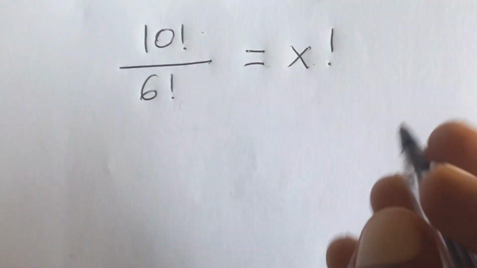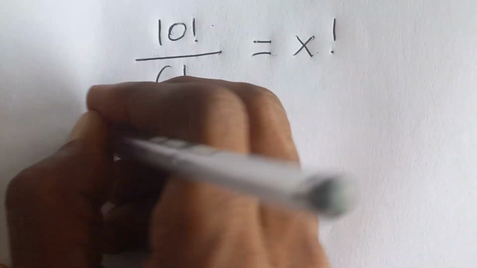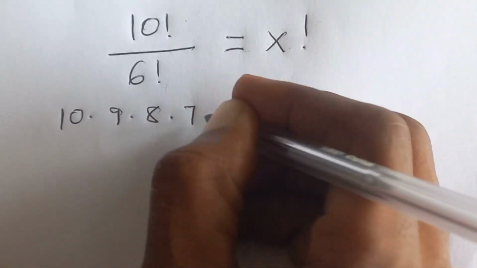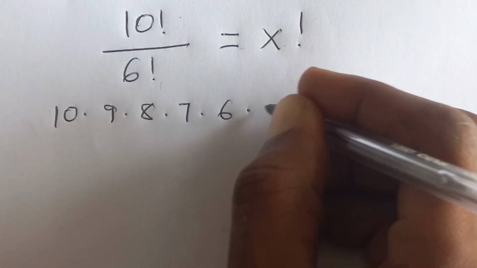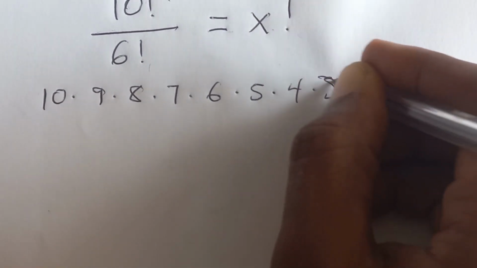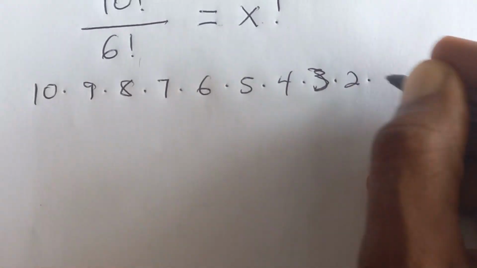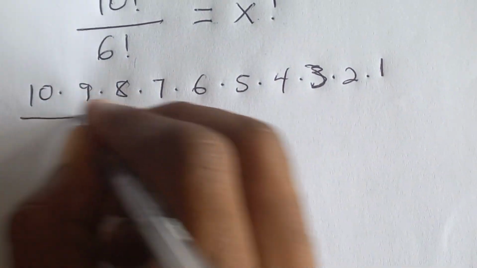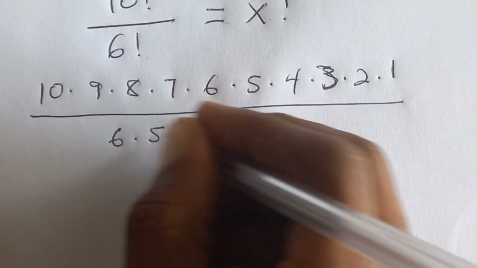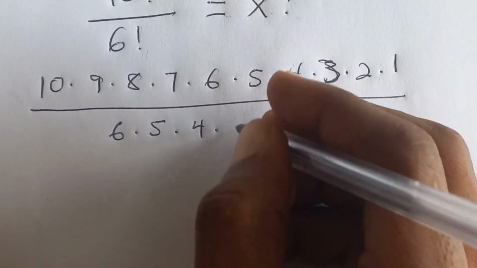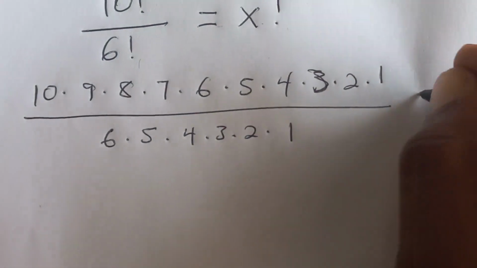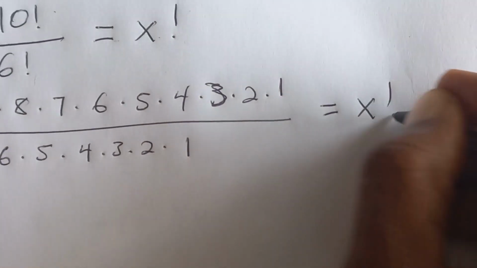This 10 factorial is the same as 10 multiplied by 9 multiplied by 8 multiplied by 7 multiplied by 6 by 5, 4, 3, 2, 1, then 6 factorial, same as 6 multiplied by 5 multiplied by 4 multiplied by 3, 2, and 1, is equal to x factorial.